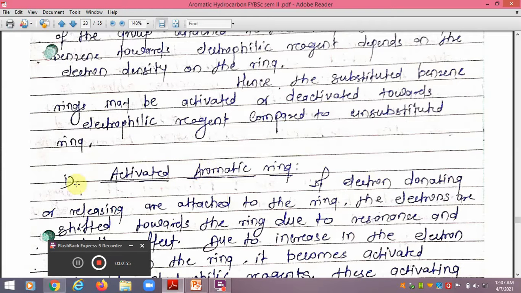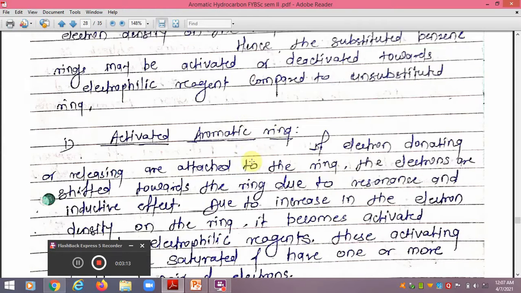the unsubstituted ring. Actually this is very important. Whenever we talk about the substituted benzene ring and the unsubstituted benzene ring, the rate of reaction in the case of the substituted ring will be different as compared to the unsubstituted benzene ring, and it will depend upon the nature of the groups which are already present on the benzene ring.